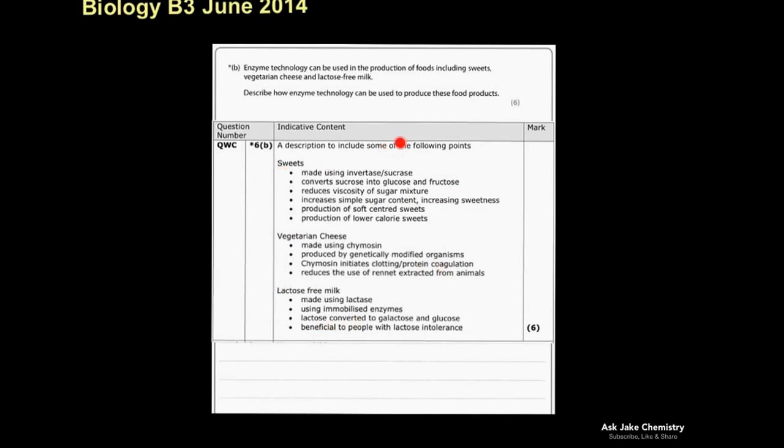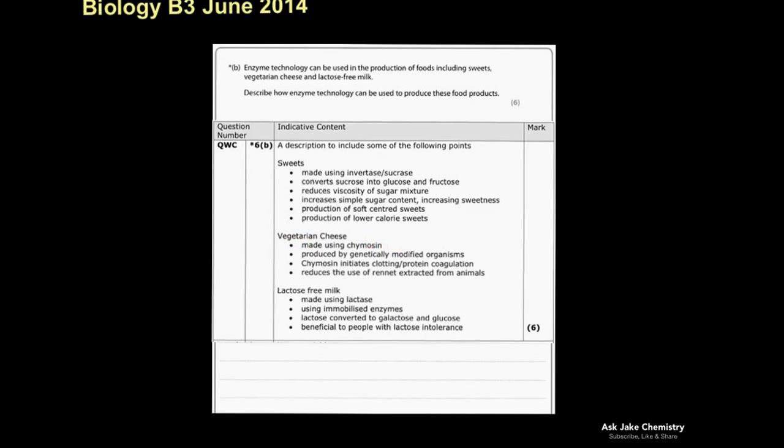So let's start with sweets. Made by invertase, which converts sucrose into glucose and fructose. This means it reduces the amount of sugar in the mixture, increases the simple sugar content, and it increases sweetness without having to put in any more money. This allows the production of soft-centred sweets, and there's a production of lower calorie sweets.